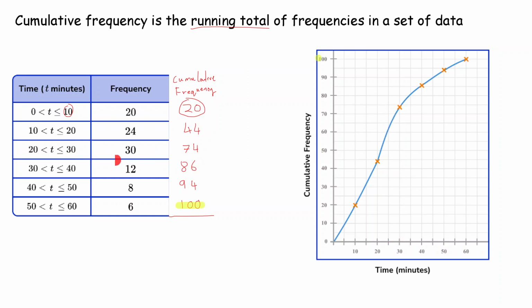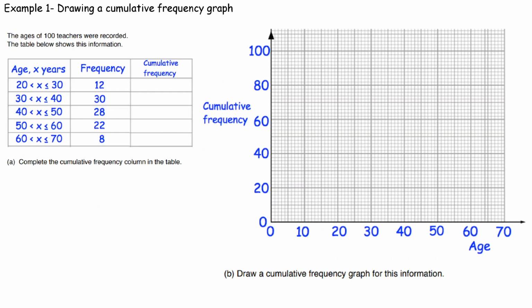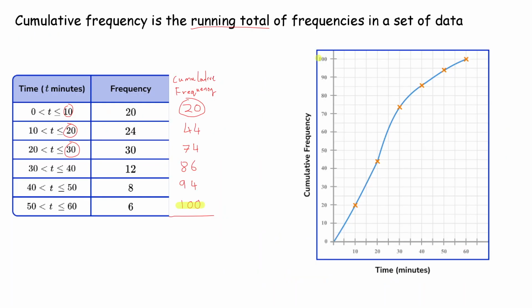So you can see the picture. You always plot, which is really important, the end numbers with the cumulative frequency. So you plot these numbers here on your, in this case, time axis. Okay, and you should always get a distinct S shape with a cumulative frequency graph. Okay, so we'll look at plotting one ourselves, and then we will go from there.